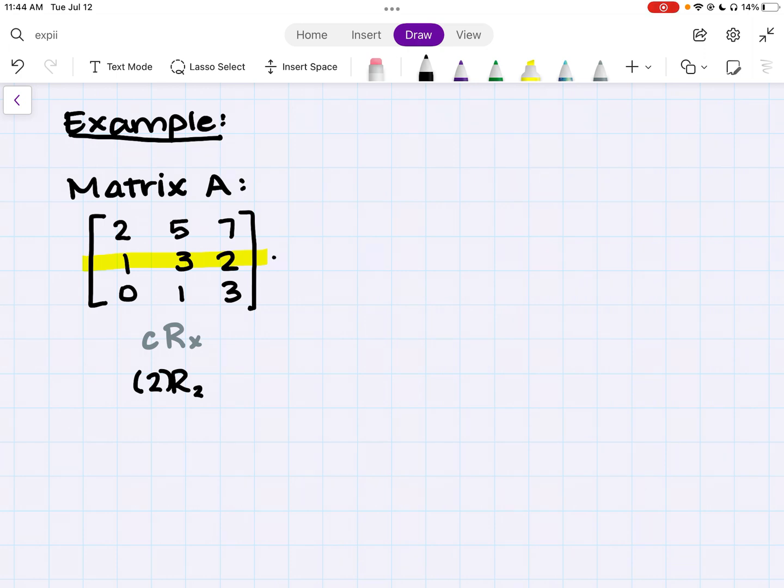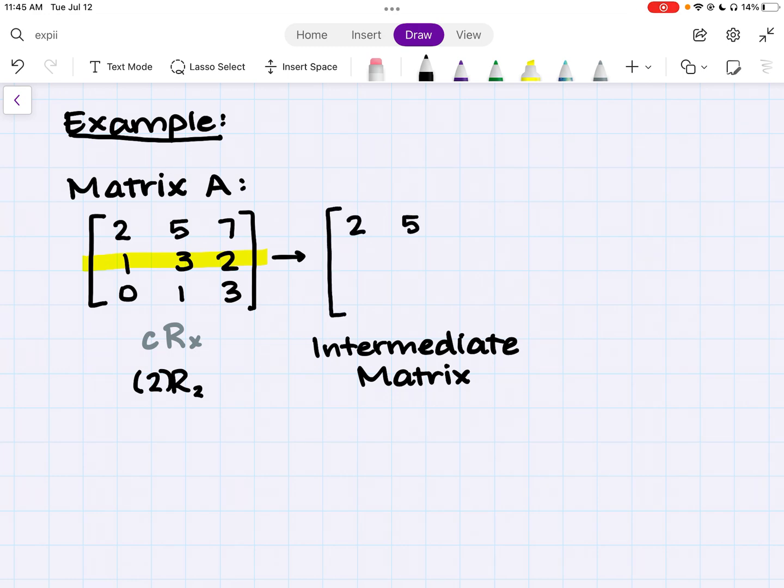So we're going to have an intermediate matrix. This is just for us to write out the steps. Eventually, you're not going to need this. You'll be able to do it in your head, but just for the purposes of this lesson, I'm going to write out the intermediate matrix. And so we have our matrix. We're not touching row 1, so that'll be the same. We're not touching row 3 either. That will also be the same. The only thing we're changing is row 2.